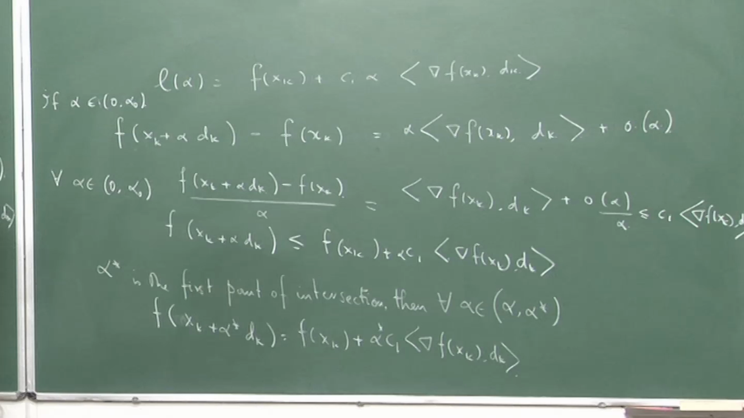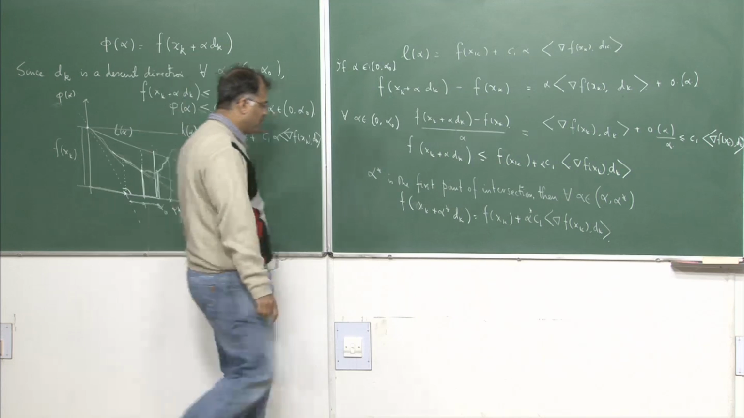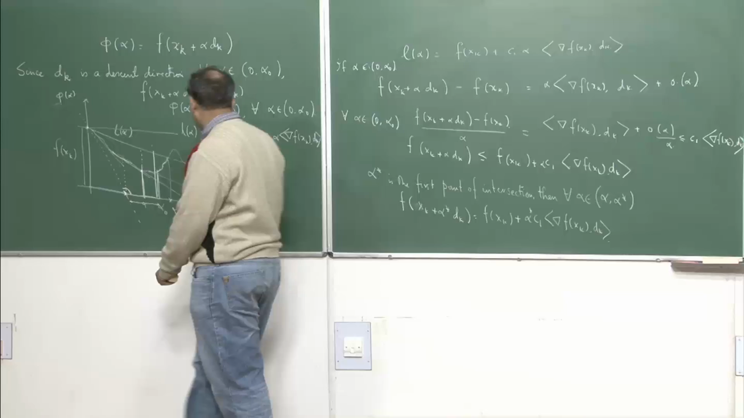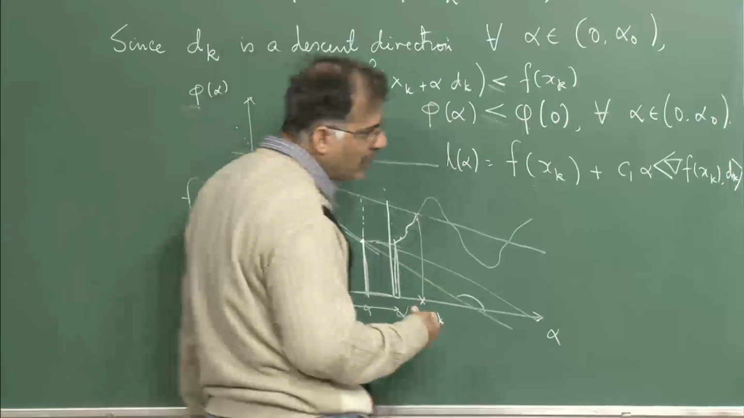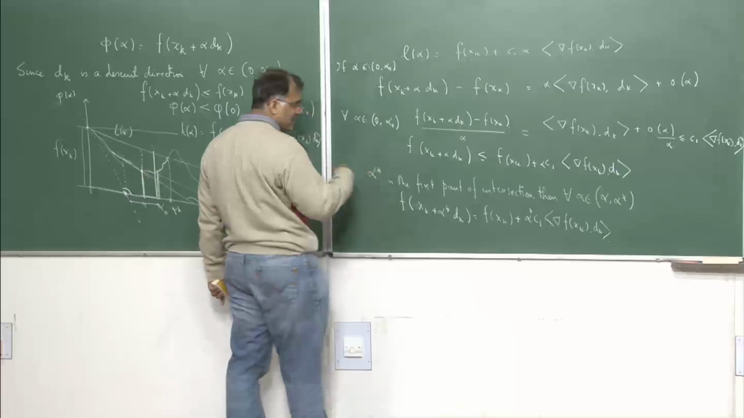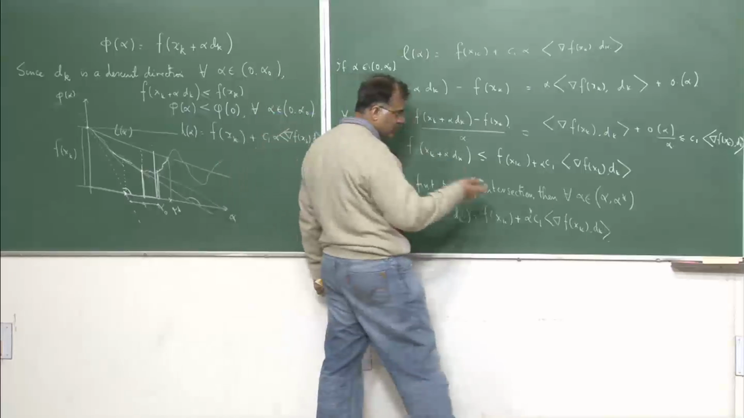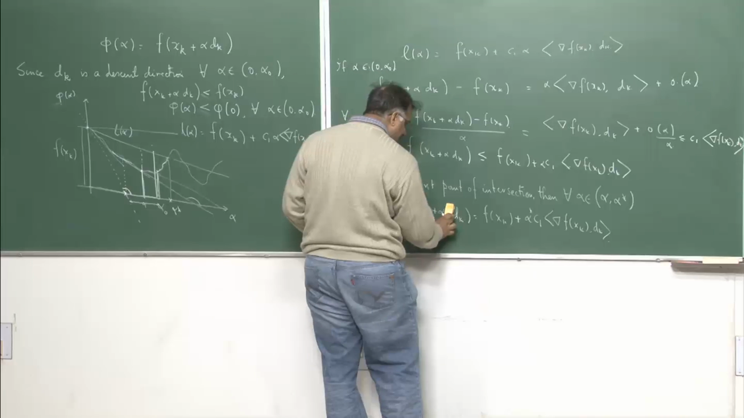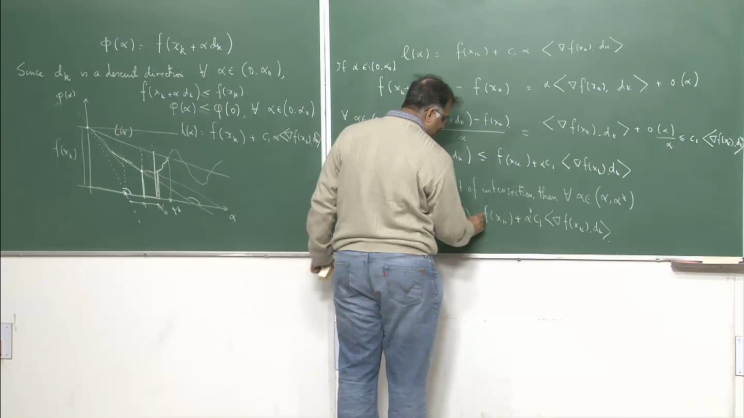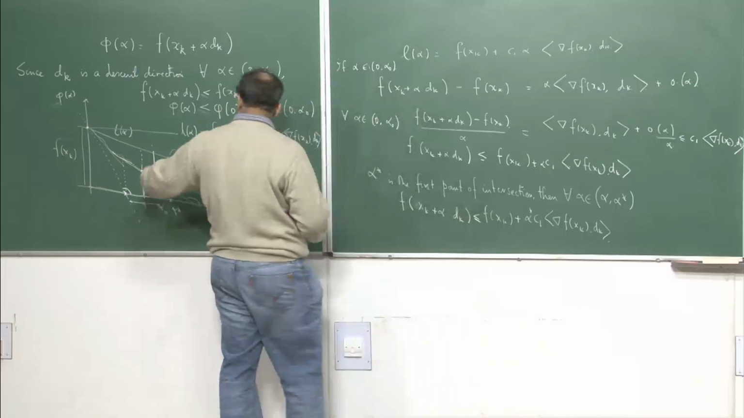So this is what will happen. You see, we have found the Armijo condition. This alpha star at which it intersects: for all alpha less than alpha star, we would basically have this. That is what you can see from the diagram.